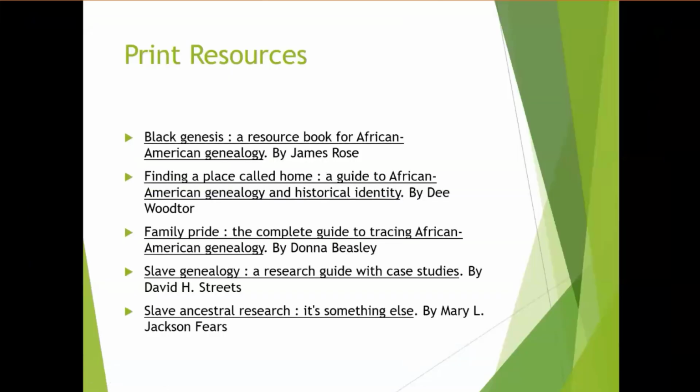Wanted to give you some print resources, and these are all books that are available through the Broward County Library System on African American genealogy. Black Genesis, a resource book for African American genealogy by James Rose. Finding a Place Called Home, a Guide to African American Genealogy and Historical Identity by D. Woodtor. Family Pride, The Complete Guide to Tracing African American Genealogy by Donna Beasley. Slave Genealogy, a Research Guide with Case Studies by David H. Streets. And Slave Ancestral Research, It's Something Else by Mary L. Jackson Fears.